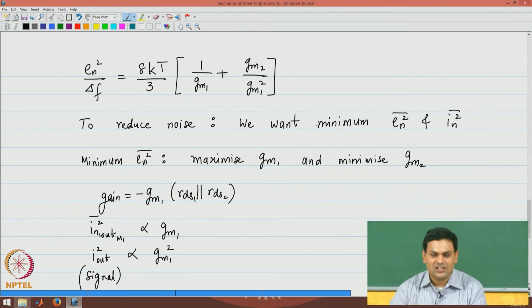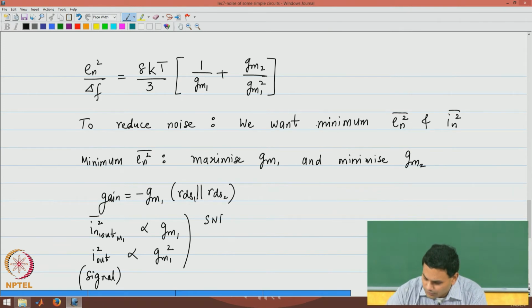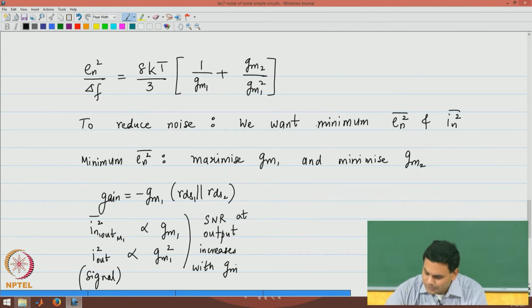So, if you choose a larger Gm1, you will get a larger noise, but you will get a much larger signal. So, you will get larger gain, RDS1 and RDS2 being constant. If you choose a larger Gm1, the gain will be even larger, and therefore, the signal to noise ratio at the output increases with Gm. Please note this.